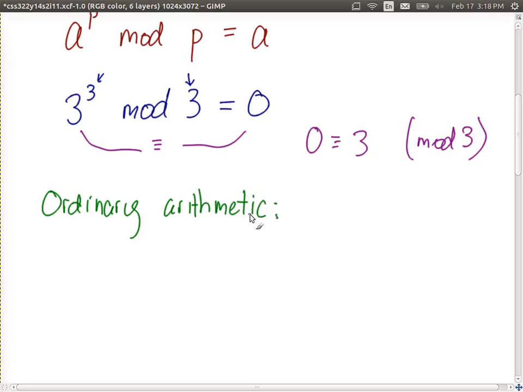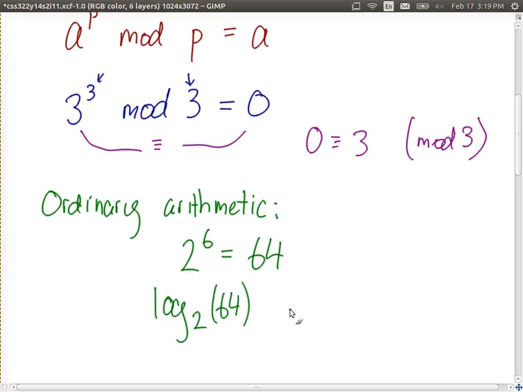To keep it simple, let's start without modular arithmetic, but just our normal arithmetic, so everyone is clear. What's 2 to the power of 6? You all know your binary values. 2 to the power of 6, you just remember 64. Normal arithmetic. What's log in base 2 of 64? It's the index. Okay, so just remember, that's all a logarithm is: it returns the index.